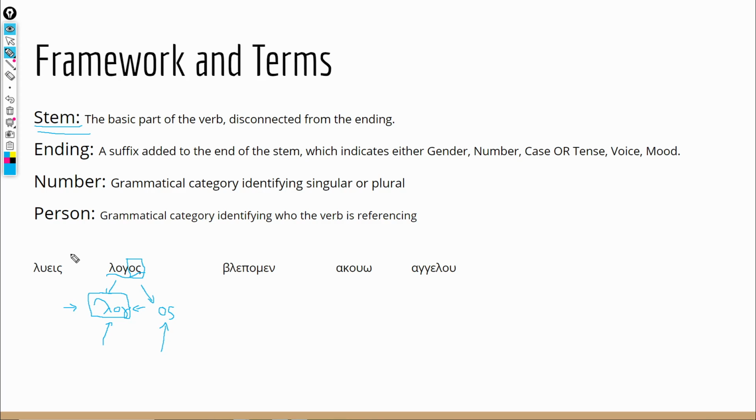Logos means word in Koine. So whenever you see log, that is the word for word. And that will always be true. All right, so that's the stem.